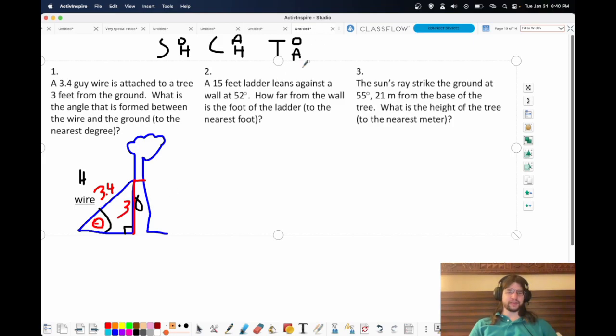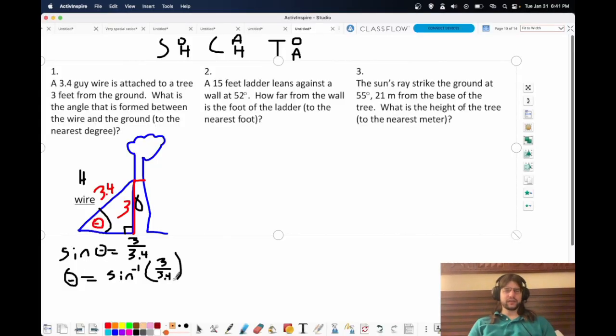So this one's going to be opposite hypotenuse, a sine problem. So let's write out what we have. Sine of our angle, which in this case is theta, equals opposite over hypotenuse. What am I looking for? I'm looking for an angle. So that means my angle is going to equal the sine inverse. Remember, shift sine of that ratio, 3 over 3.4.